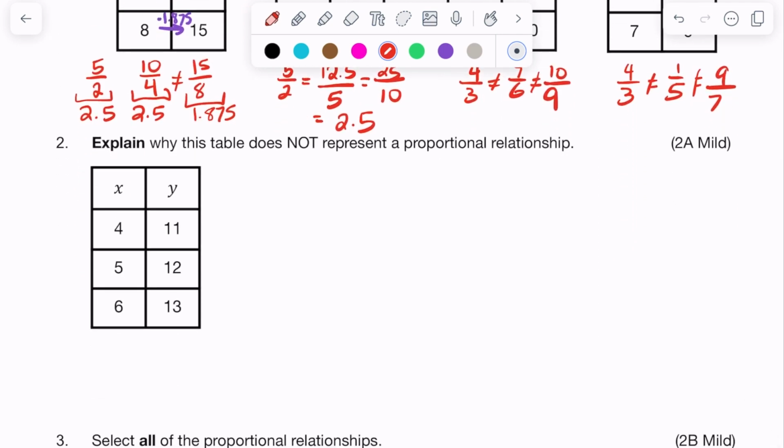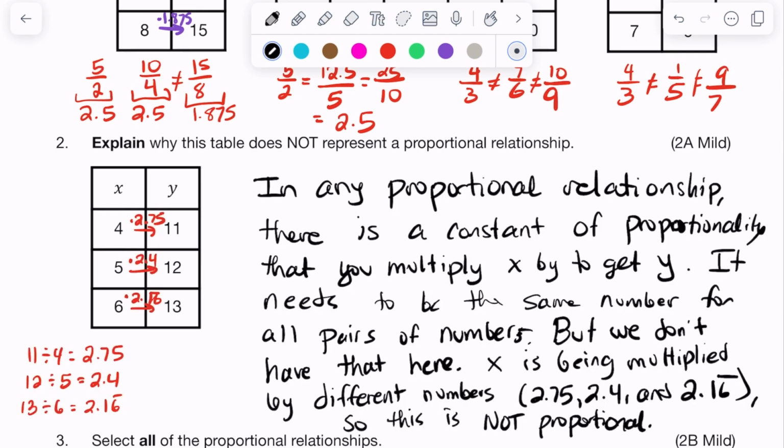Question 2, explain why this table does not represent a proportional relationship. So along those lines, you just need to explain what it means to have a proportional relationship, and why this is not this. So to do this, in a proportional relationship, there is a constant of proportionality. So I'm going to write that first. As I wrote, in any proportional relationship, there's a constant of proportionality that you multiply x by to get y. It needs to be the same number for all pairs of numbers, but we don't have that here.